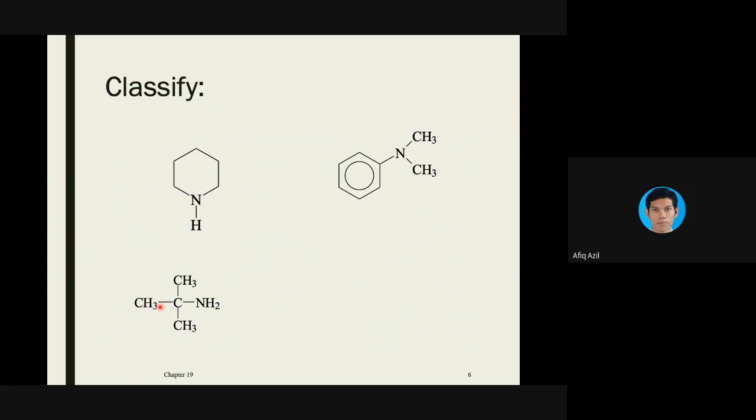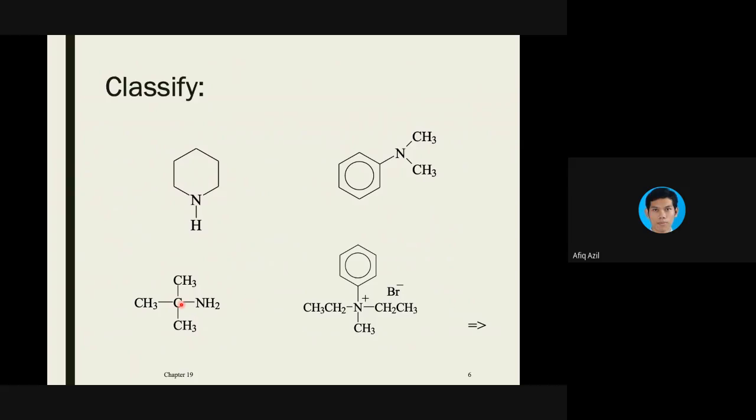This one, you have N bonded to two hydrogen. Okay, regardless of whatever over here, you only have one carbon bonded to this nitrogen. Okay, that means there's only one. So it will be a primary amine. Okay, it will be considered as a primary amine.